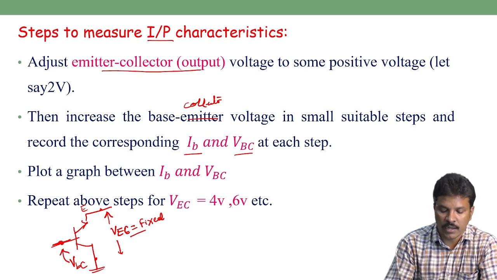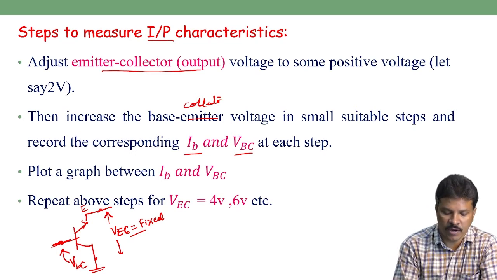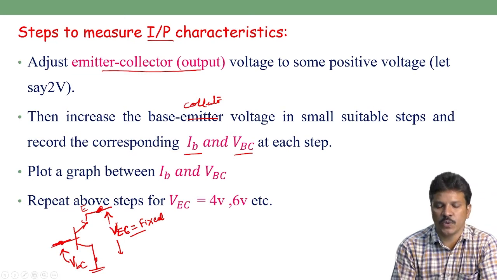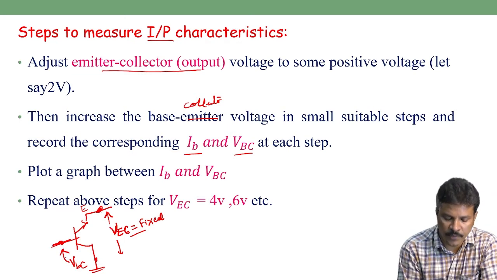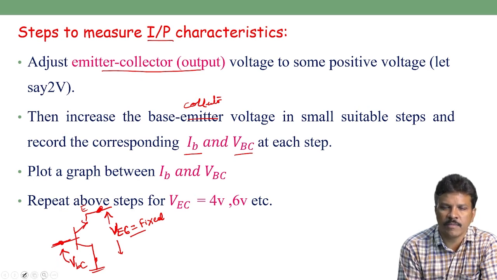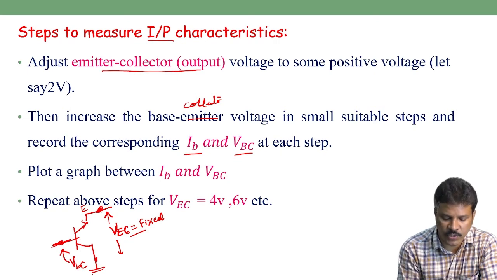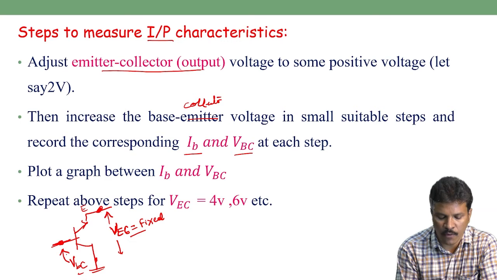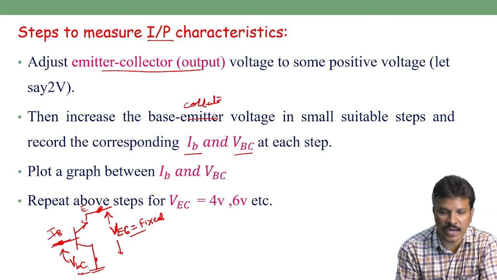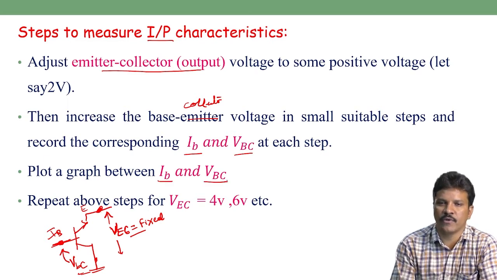It is very simple. Keep the output voltage constant at some voltage like 2 volts. Come to the input side, vary the base bias voltage, and note down the base current and base to collector voltage. When we have base current and base to collector voltage, plot the graph between base current and base to collector voltage. When we plot the graph, we will achieve an input characteristic.